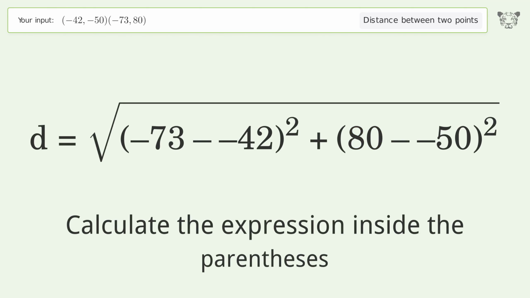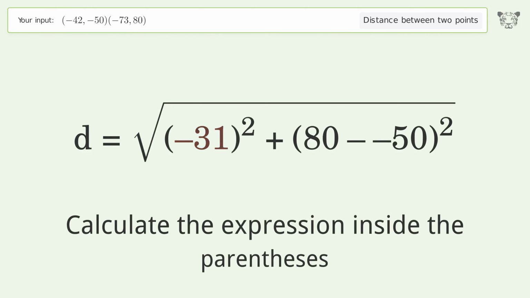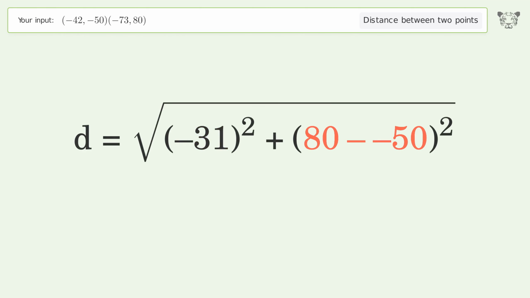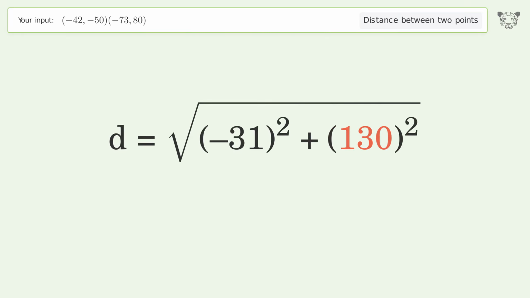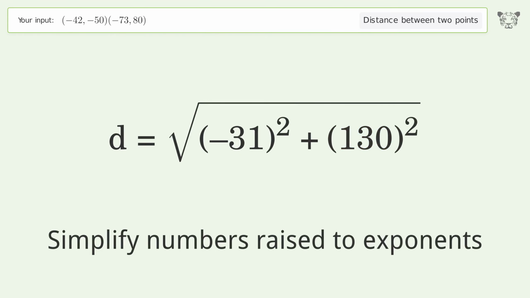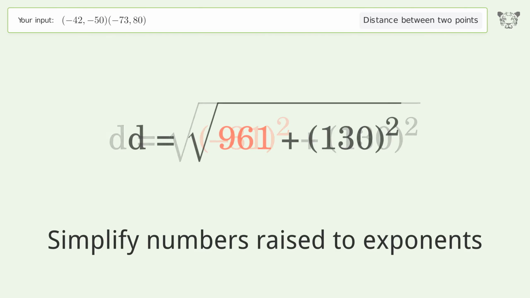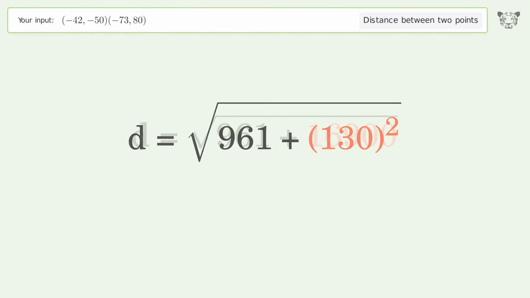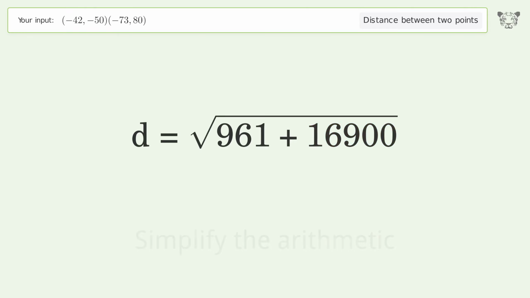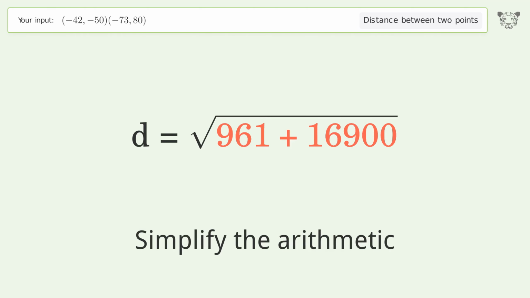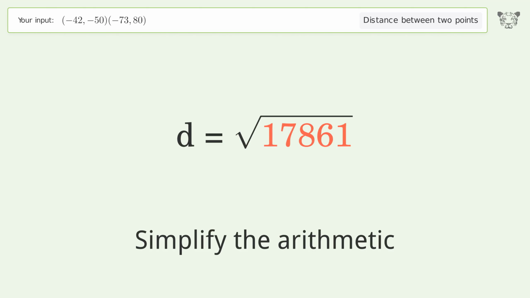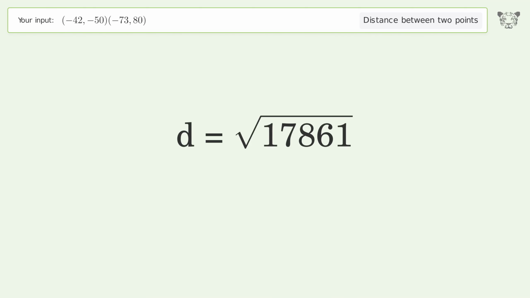Calculate the expression inside the parentheses. Simplify numbers raised to exponents. Simplify the arithmetic. And so the distance between the 2 points is the square root of 17,861 or 133.645.